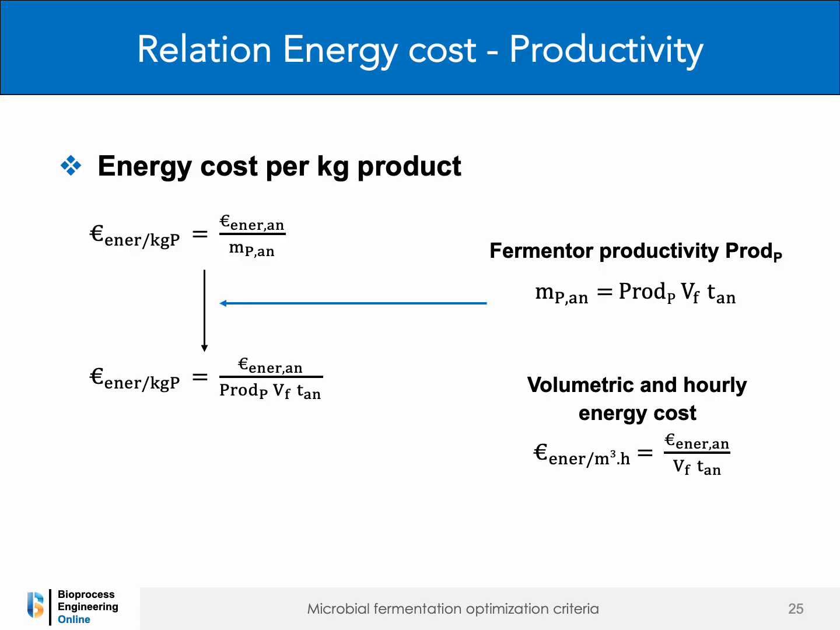We can define the energy utilization cost per cubic meter of fermenter an hour. It is calculated by dividing the annual energy cost, euros ener N, by the fermenter volume VF, and by the annual time of operation TN. The energy cost per kilogram product can be written simply as the energy cost per cubic meter an hour divided by the fermenter productivity. Thus, as productivity increases, the energy cost per kilogram of product decreases since the same energy expenditure supports a greater product output.